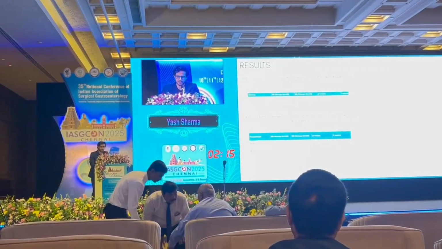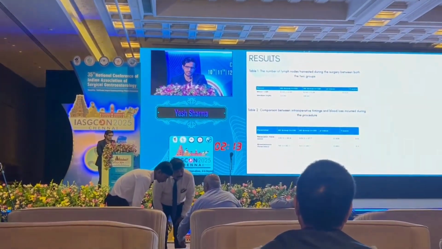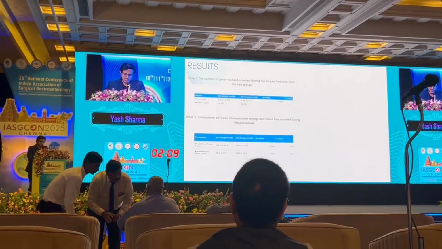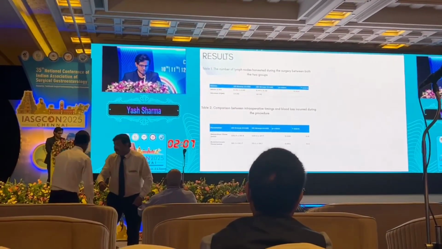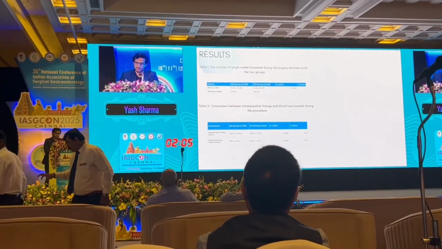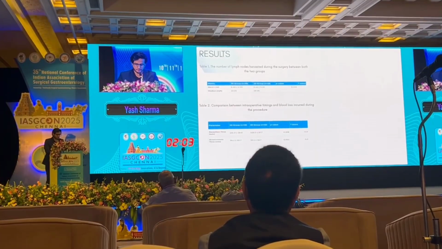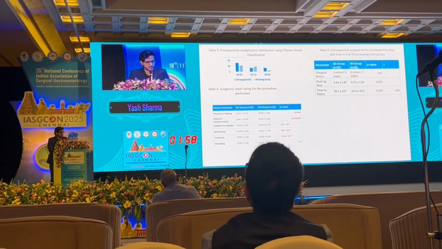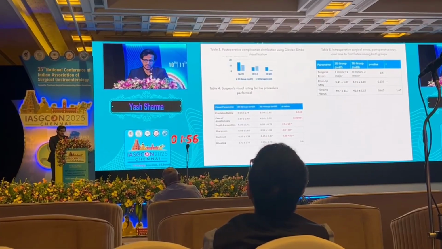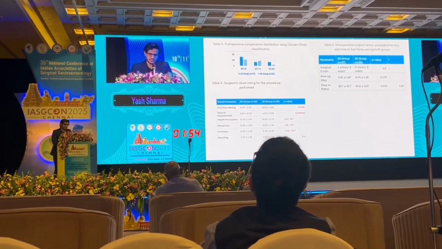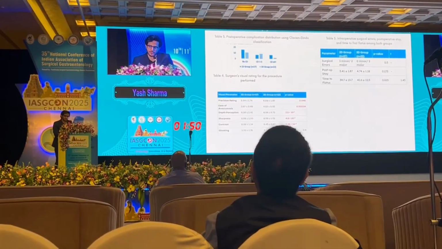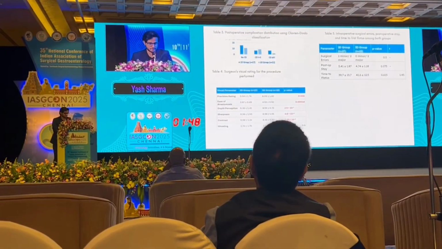Coming to the 3D group, however, it was not statistically significant. In table 2, similarly, no statistically significant difference was found in terms of intraoperative timings or blood loss. Coming to table 3, we assessed the postoperative complications using the Clavien classification, and we noticed that the severity of complication was higher in the 2D group as compared to the 3D group.